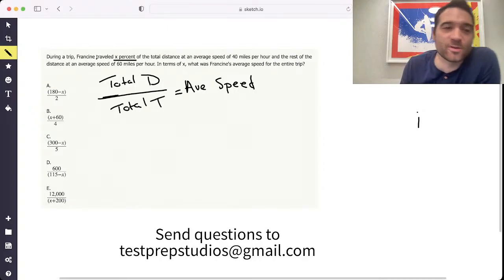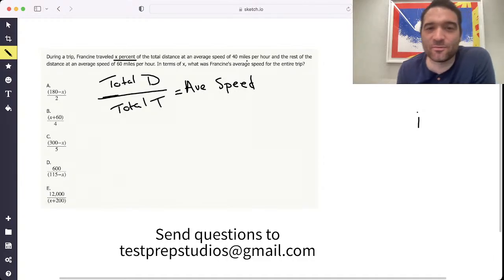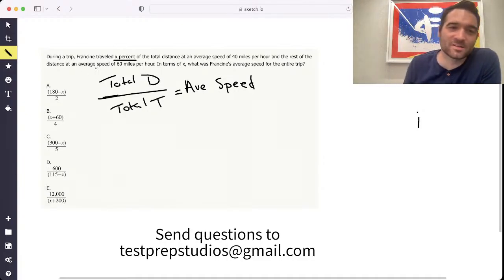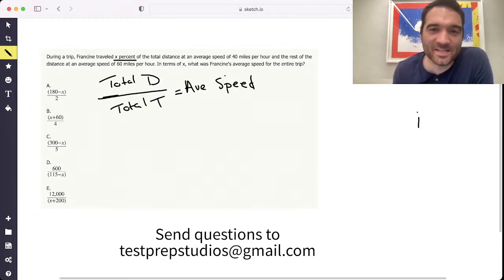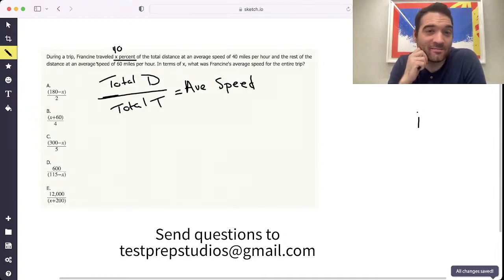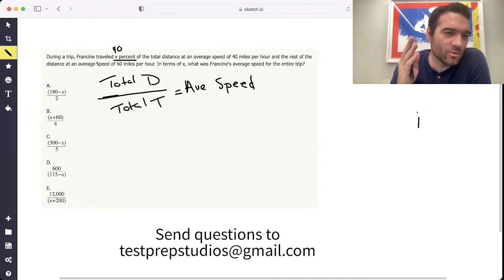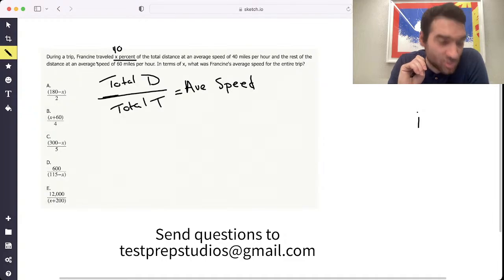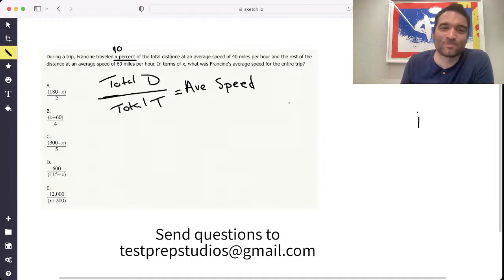So we'll say that during this trip, Francine traveled X% of the total distance at an average speed of 40 miles an hour, and the rest of the distance at an average speed of 60 miles an hour. In terms of X, what was Francine's average speed for the entire trip? I'm going to say that X is 40, right? I'm just going to decide that X is 40% of the distance. And you might notice my reason for doing that. It's useful in this case because the first leg is 40 miles, but really any number will work. Any number is totally fine.